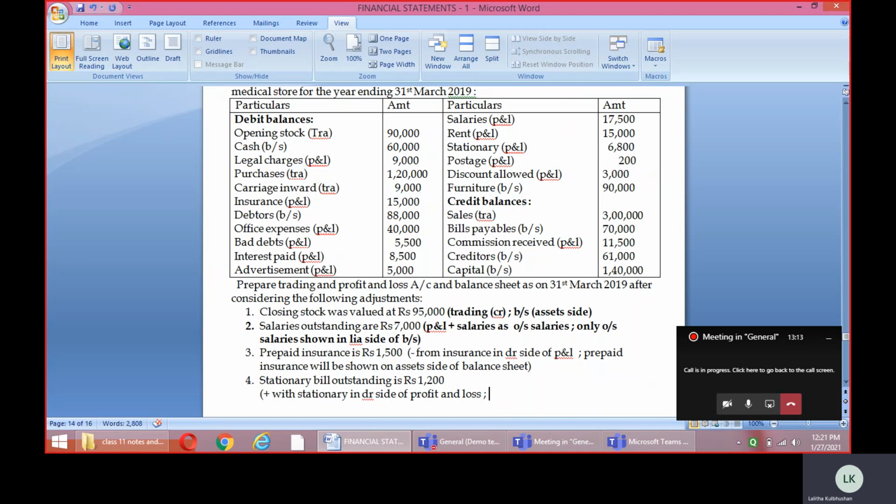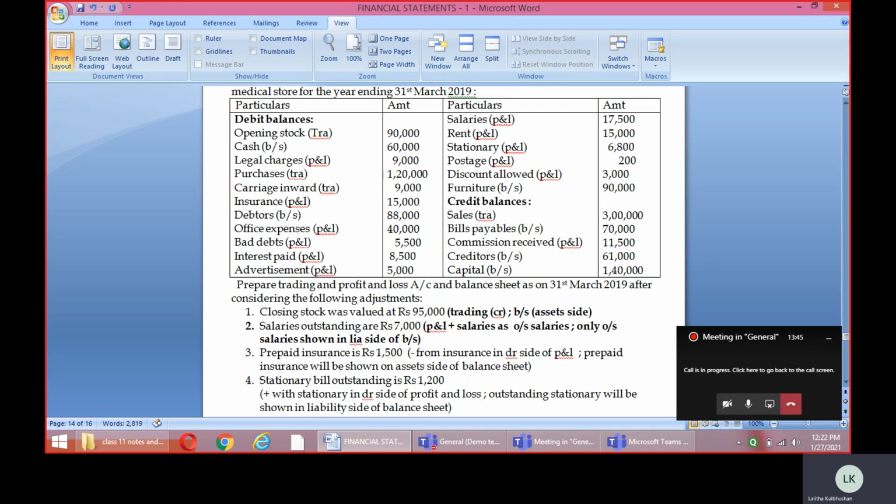And outstanding stationery, if it is there, will be shown where? In case of the liabilities. Only the value of the outstanding stationery will be shown on the liability side of the balance sheet. So this would be the treatment for the last and fourth adjustment.